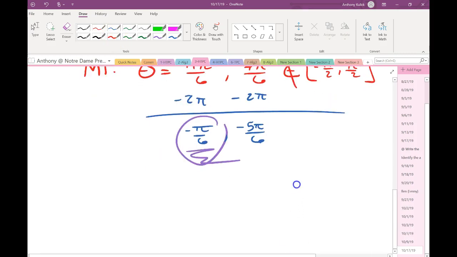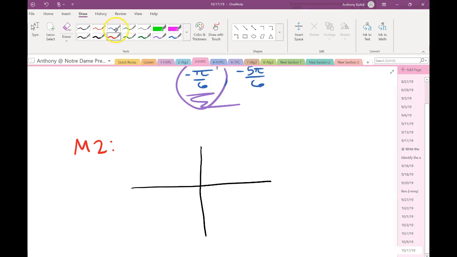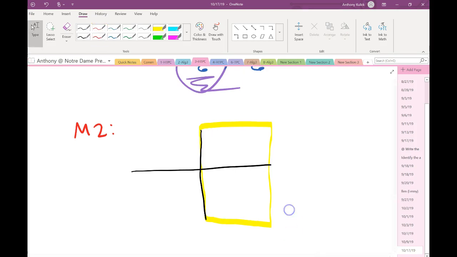Method 2. I'm going to start by just noting what my range for sine inverse is: between negative pi over 2 and positive pi over 2. That's these two quadrants here, right? Where negative pi over 2 is down here, and positive pi over 2 is there. And if we're increasing, we're going like this and covering those angles.